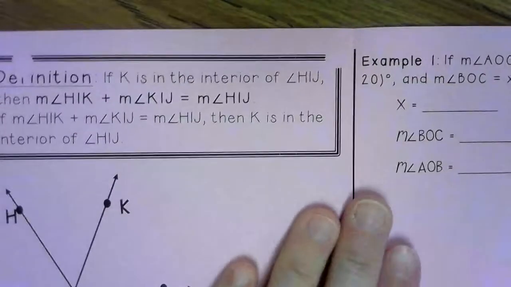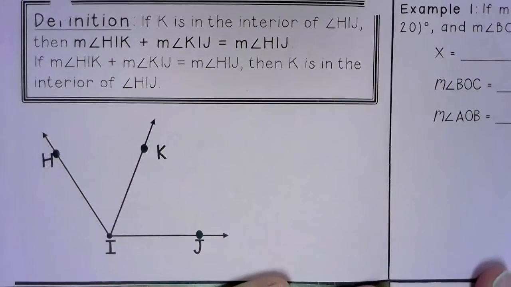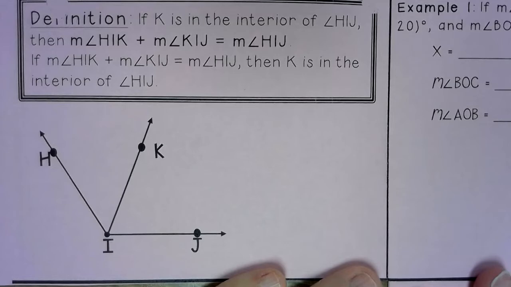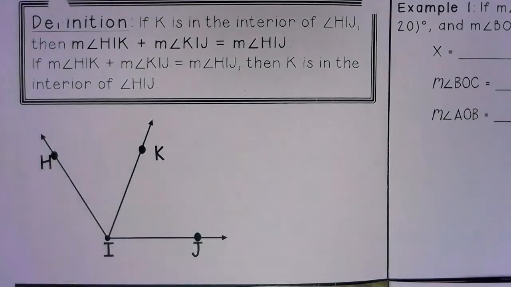So the angle addition postulate says this: if K is in the interior of angle HIJ, then the measure of angle HIK plus the measure of angle KIJ is equal to the measure of angle HIJ. If the measure of angle HIK plus the measure of angle KIJ equals the measure of angle HIJ, then K is on the interior of angle HIJ. All right, everybody got that? Just kidding. Okay, so let's talk about that.